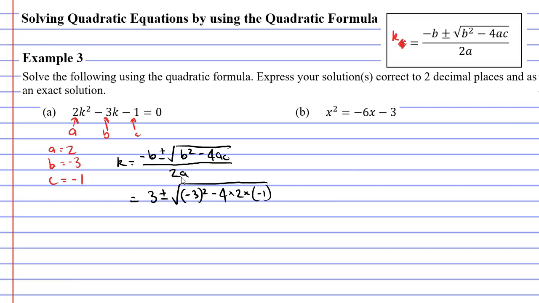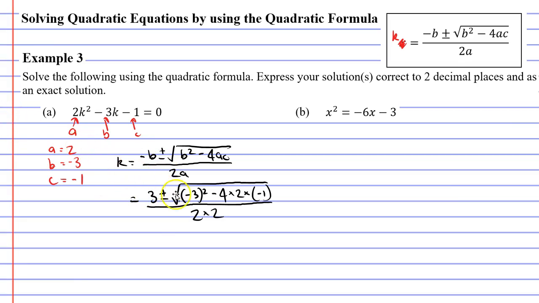I need to square root all of this. And then I've got a fraction, and at the bottom I've got 2a, or 2 times a. Now a is 2, so I'm going to write down 2 times 2. So all I've done is just substituted values into my formula.